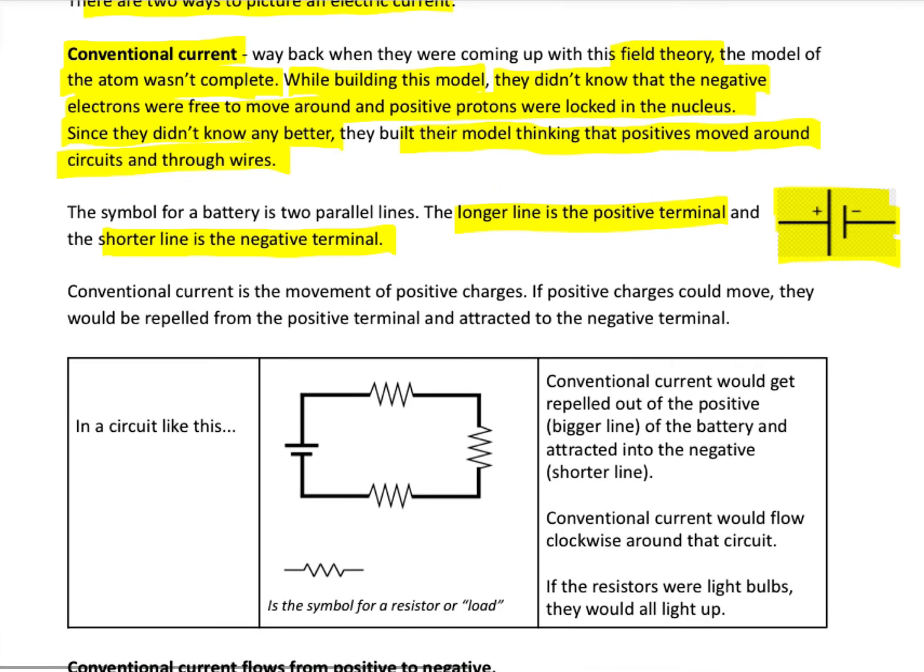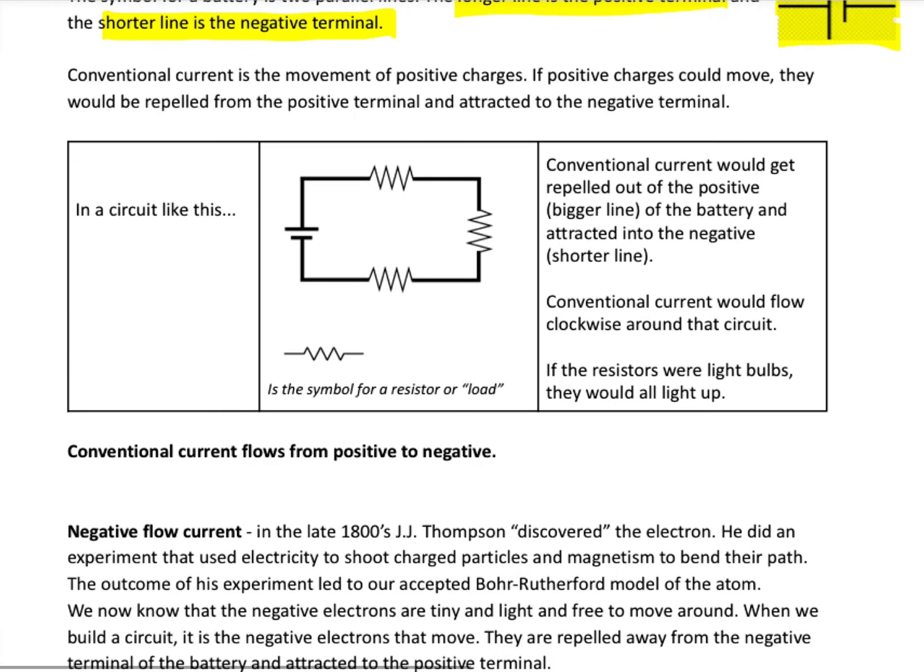When these original scientists were talking about current, they always imagined that it was a positive that was moving. If we imagine it that way, if positives could move, they'd be repelled away from the positive terminal and attracted to the negative terminal of the battery.